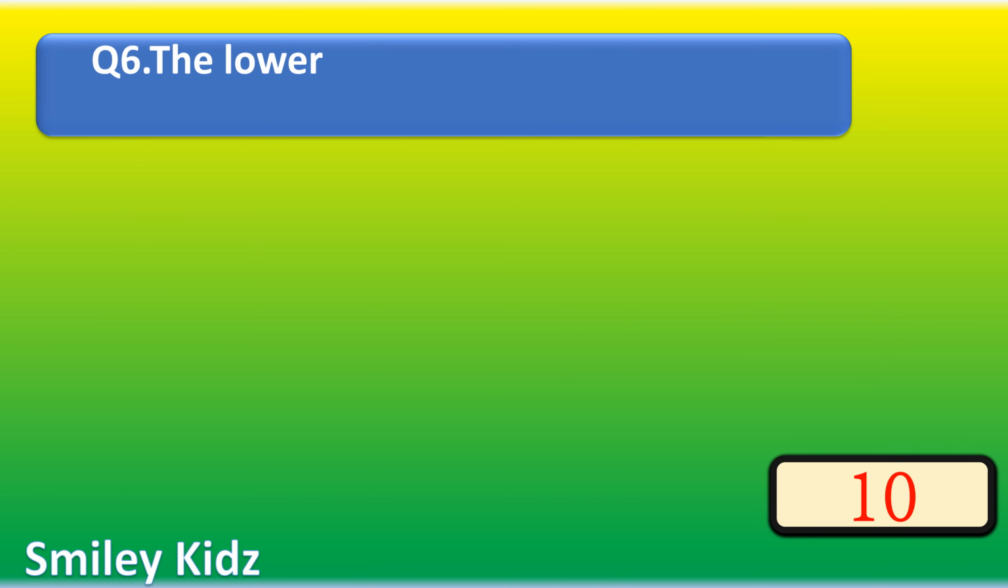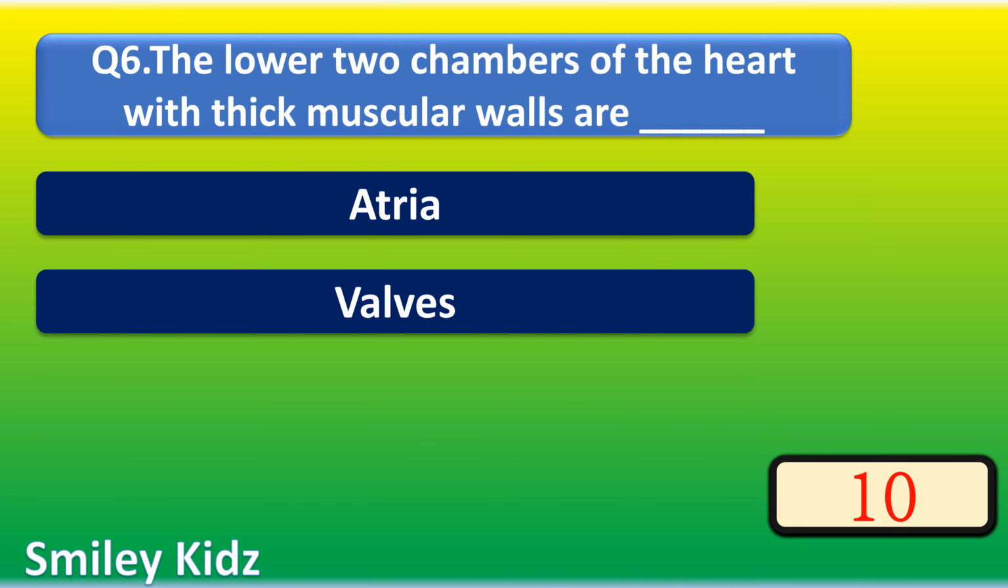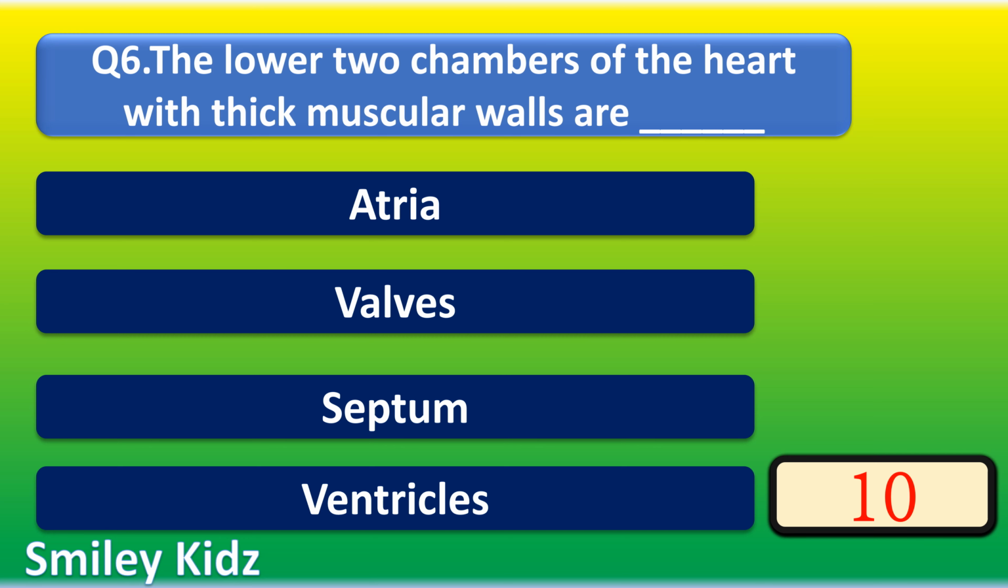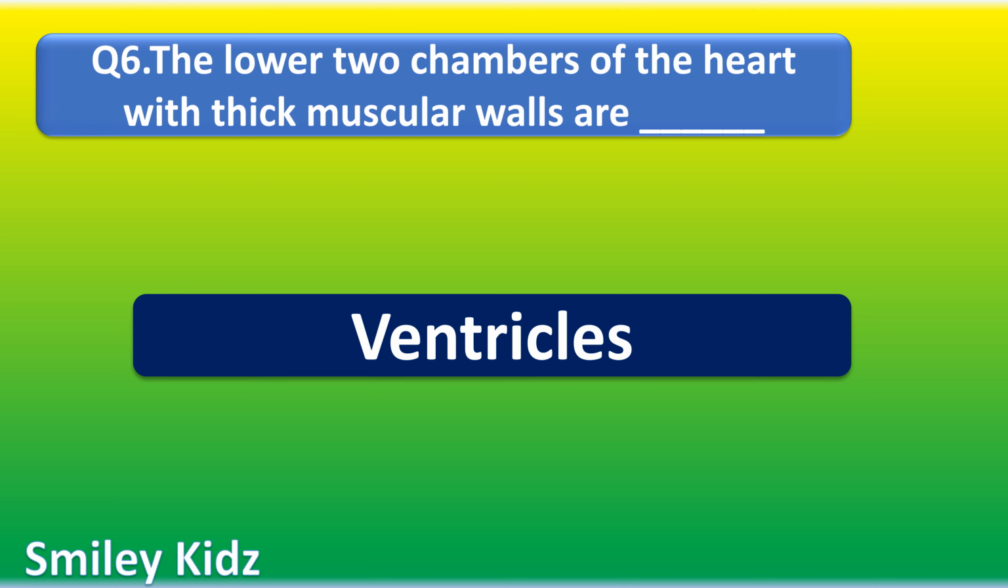Moving to question number 6. The lower two chambers of the heart with thick muscular walls are dash. Option A atria, option B valves, option C septum and option D ventricles. Your time starts now. Your time is up. And the right answer is ventricles. The lower two chambers of the heart with thick muscular walls are ventricles.